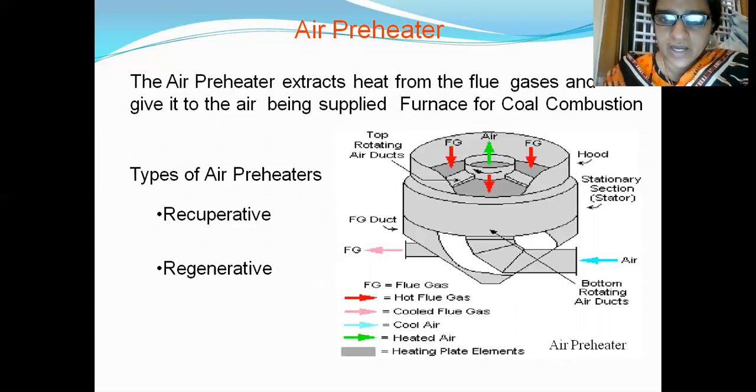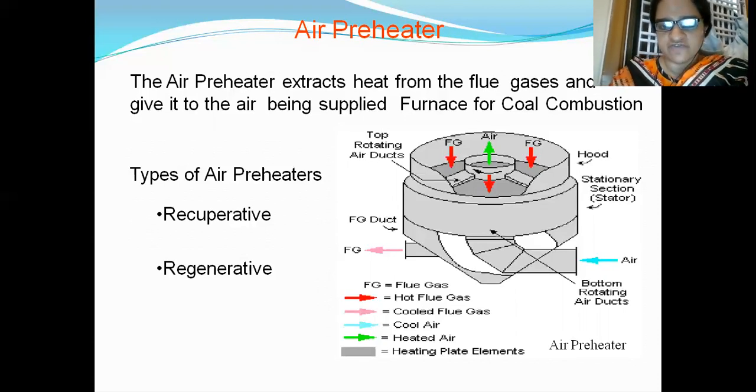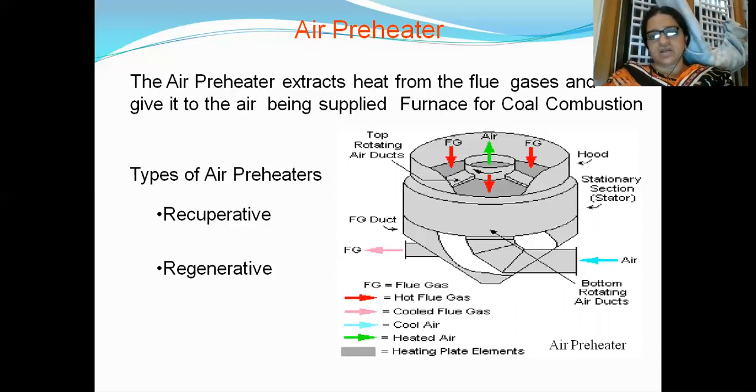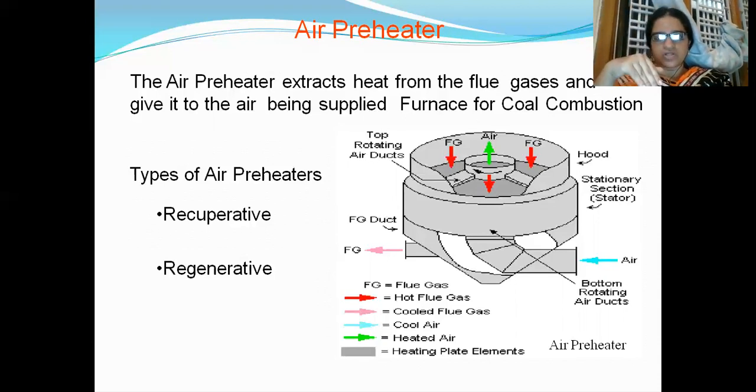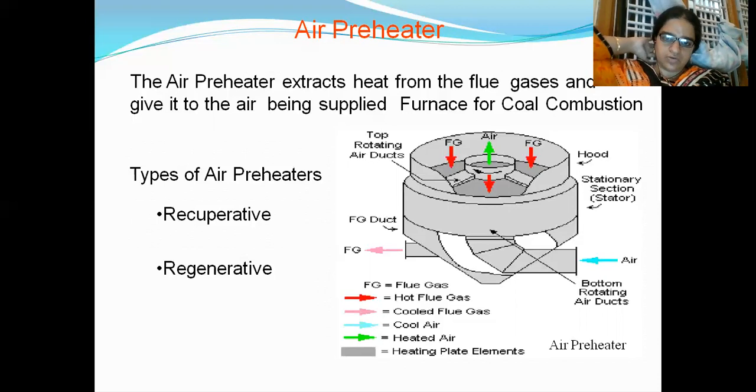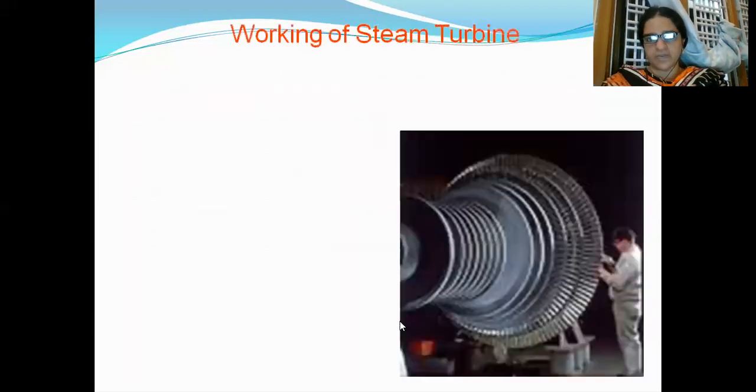Here they are trying to show FG as flue gases. Air is the outward air, and flue gases are opposite to one another. By using the temperature of these flue gases, we are trying to preheat the air. Next, this is the diagram for the air preheater.